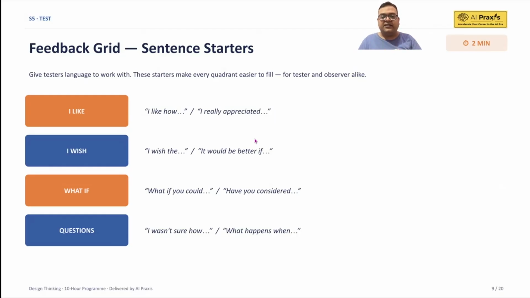As a facilitator, your goal is not to collect compliments. Your goal is to collect specific observations. These sentence starters help transform vague opinions into structured, actionable feedback. So by the end of this session, your feedback grid should contain clear evidence, not guesses, about how your prototype can become better.